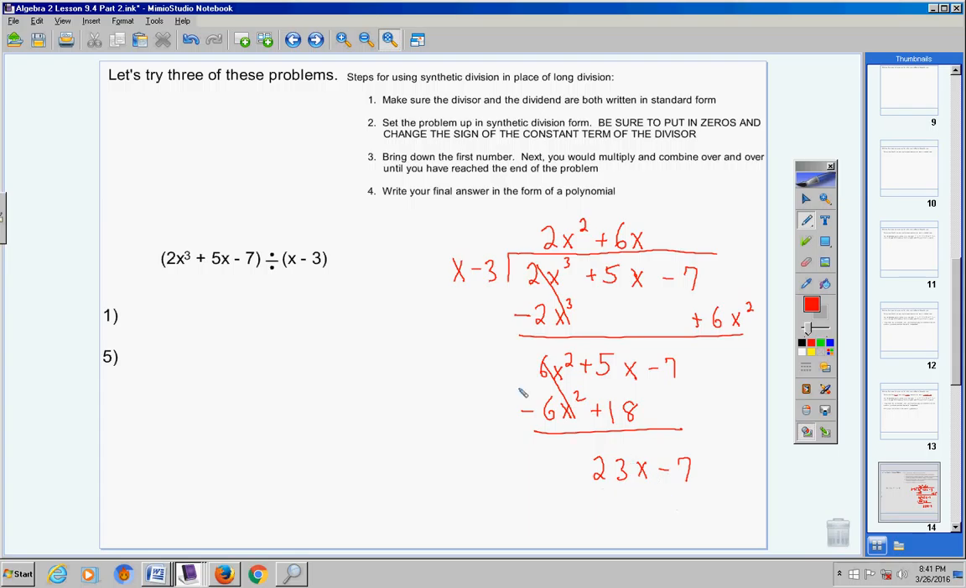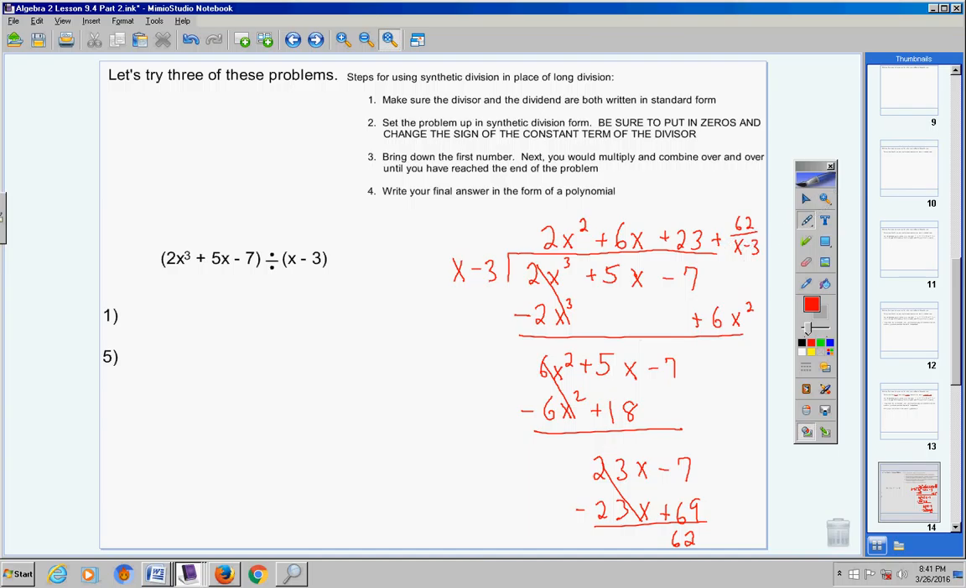Okay, next, divide first term into first term. X goes into 23x 23 times. 23 times x is 23x. 23 times negative 3 is negative 69. Change your signs and combine. These cancel. You're left with a positive 62. Now you know you're finished because x will not go into 62. So there's your answer. Now I hope I didn't make a mistake somewhere.